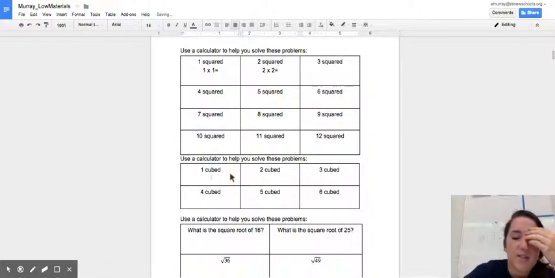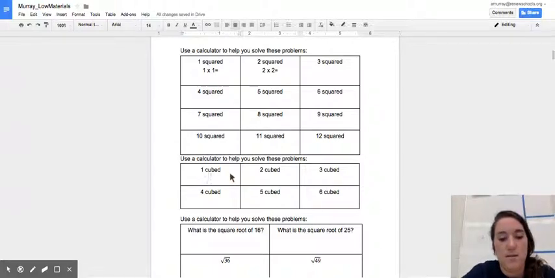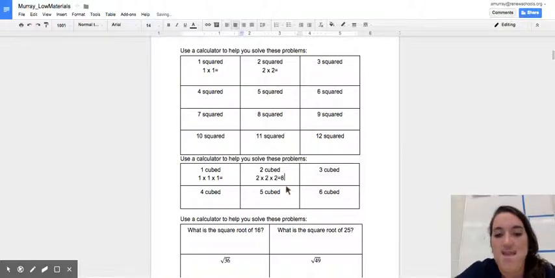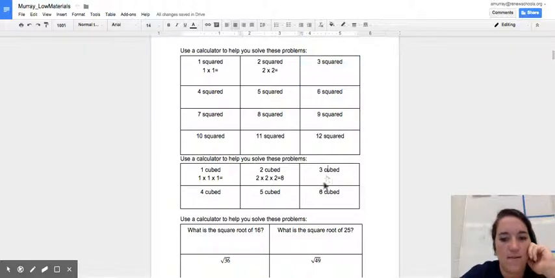Looking at cube numbers, how many times are you multiplying the number by itself if you are cubing it? 3 times. So it's 1 times 1 times 1. For 2 cubed, you're doing 2 times 2 times 2. This will give you what? It will give you 8. It will not give you 6 because 2 times 2 is 4, times 2 again is 8. Go ahead, either independently or with the calculator, do the rest of the squareds and the rest of the cubes.